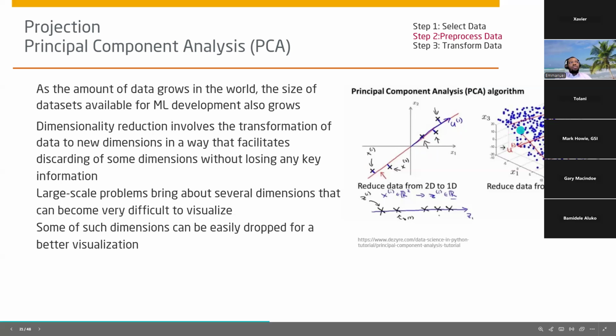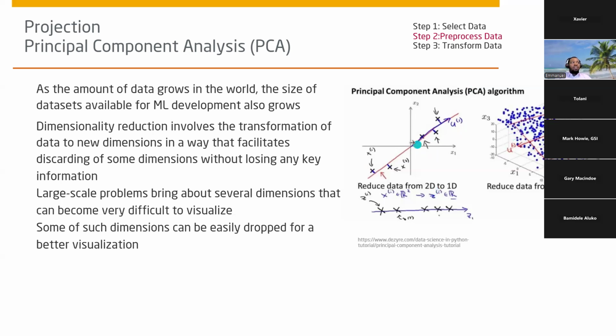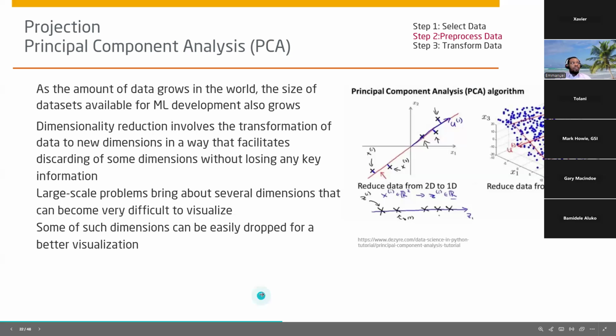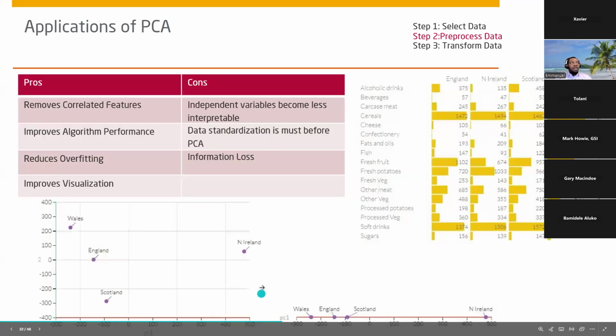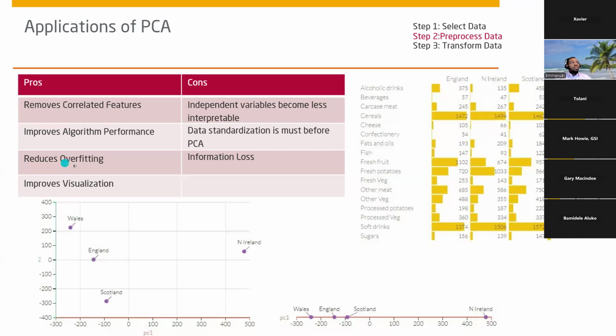And when you do your PCA, it might mean that your model focuses more on the important information that you need instead of training on noise. So it might help you to improve your training. And how can you apply it? The advantage of it is that it removes correlated features, improves your performance, reduces overfitting, and improves your visualization.